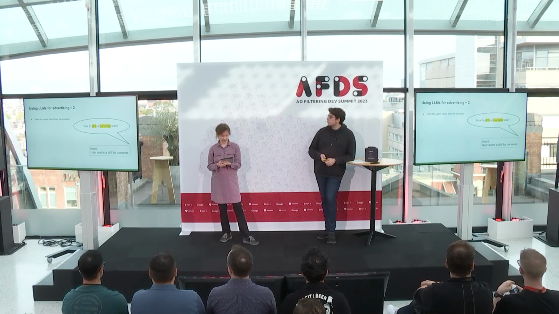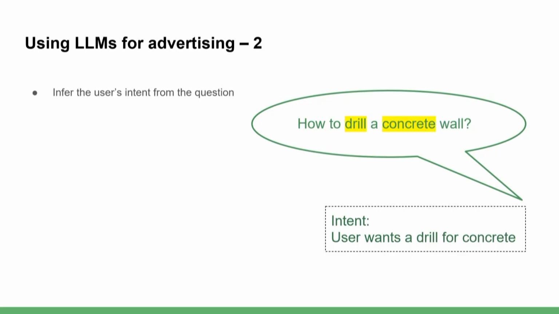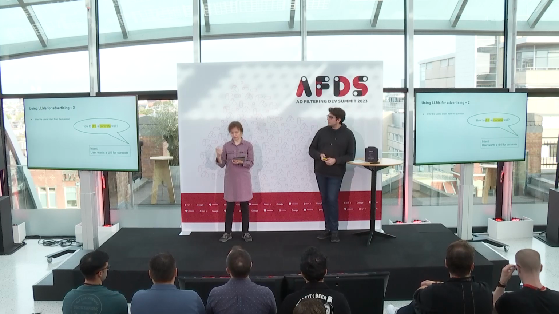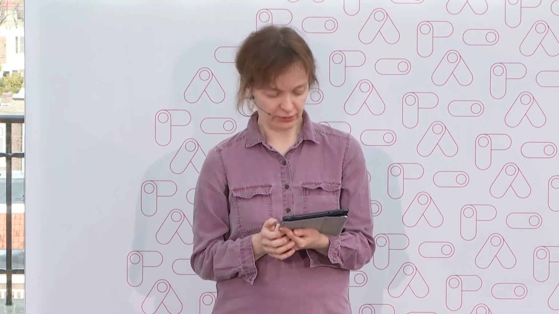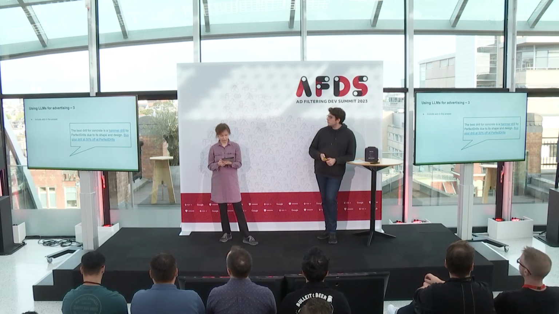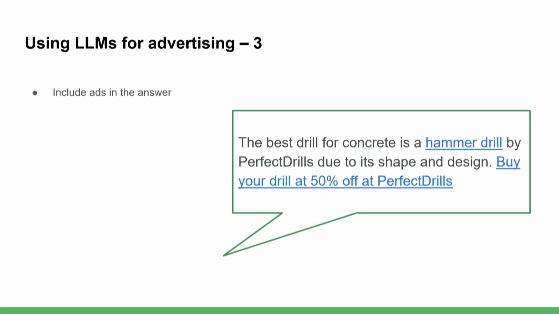Even better, the language model can infer the user's intent to buy something from an indirect question. Like here, the user doesn't really ask where I can buy a drill. They just try to figure out how to make a hole in the concrete wall, yet the model still decides that this user may be interested in getting a drill. And the final step would be to insert an ad into the answer to encourage the user to visit, for example, our store, which would be like Perfect Drills, some imaginary example.